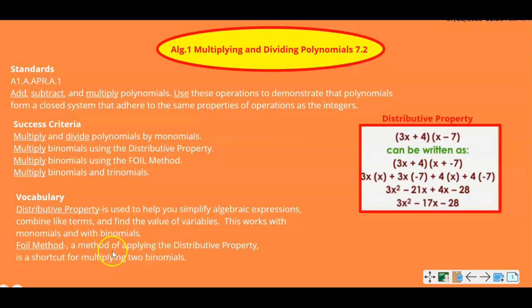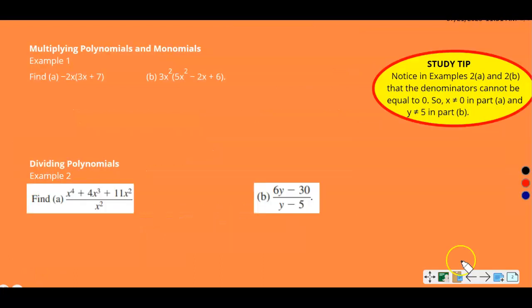The FOIL method is a method of applying the distributive property. It's kind of like a shortcut for multiplying two binomials.